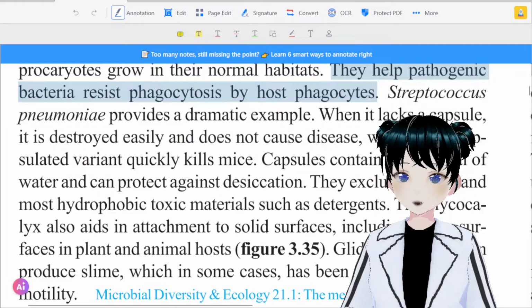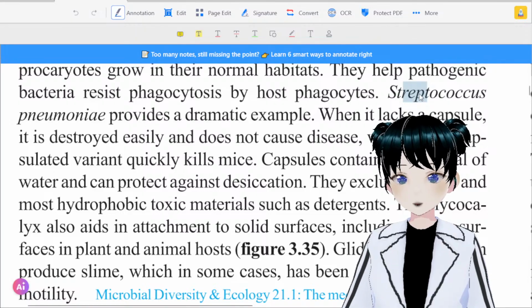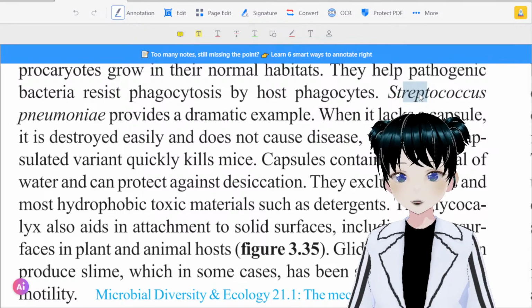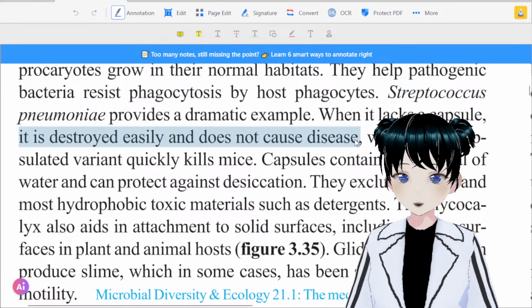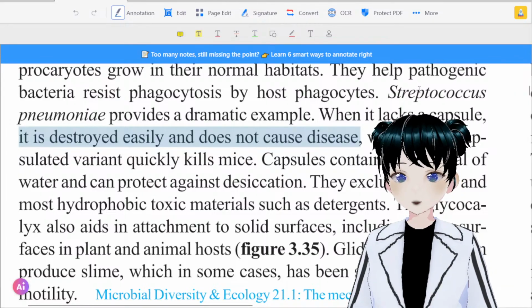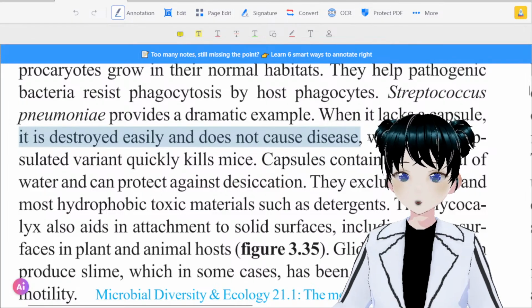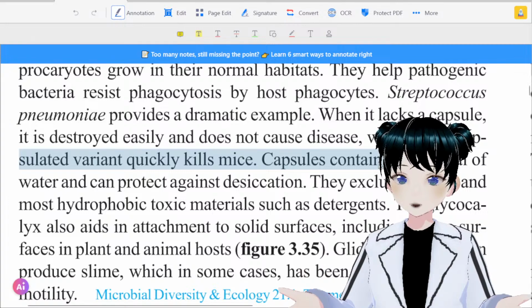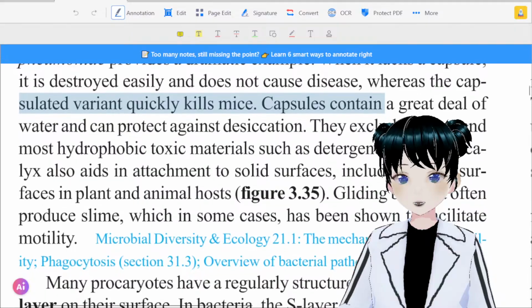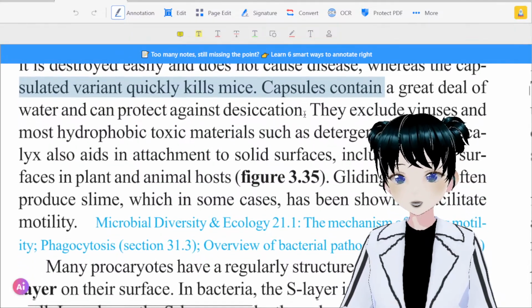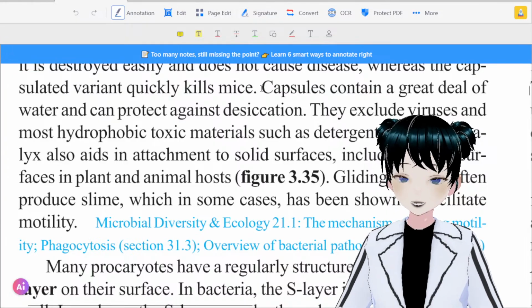Now, Streptococcus pneumoniae provides a dramatic example. This is an example of a pathogenic bacterium that avoids phagocytosis, or you can say avoids the immune system. When it lacks a capsule, it is destroyed easily and does not cause disease. If this species doesn't have a capsule, or if you remove the capsule, it won't cause disease because it will be killed easily. Whereas the capsulated variant quickly kills mice, because when it is capsulated, it is not easily destroyed. That's why it can cause disease. Because it's surviving and it is pathogenic, of course it's going to cause disease until you kill them.